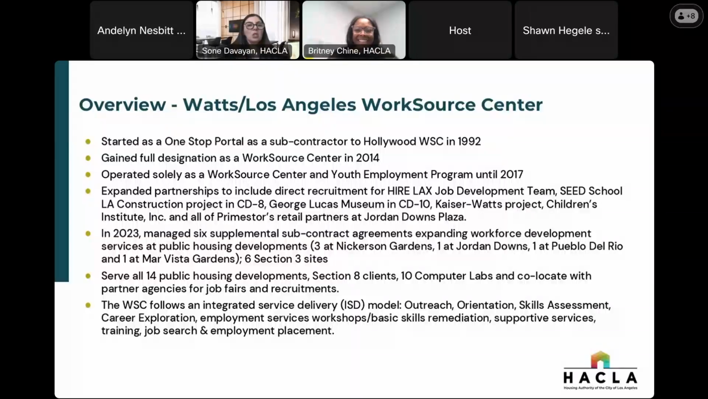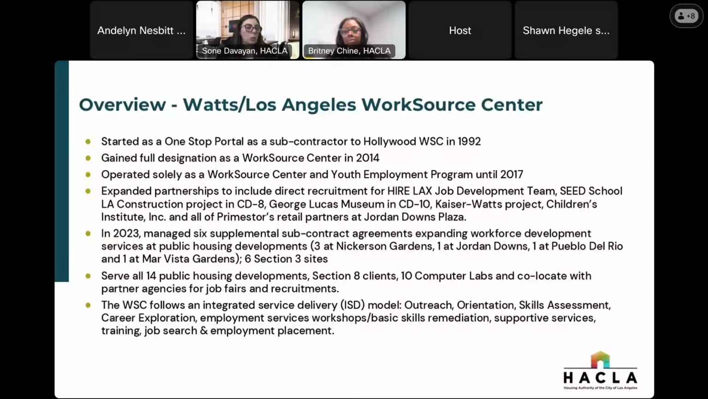Our WorkSource Center started as a one-stop portal and subcontractor to Hollywood WorkSource Center back in 1992. Since then, it has grown and gained its full designation as a WorkSource Center in 2014. And since then, we have expanded our partnerships to include recruitment events through the LAX Los Angeles airports, the job development team, some construction projects in council districts, and we have made partnerships with the George Lucas Museum. Kaiser, the healthcare organization, is really large in this area, so we have a partnership with Kaiser Watts Project. Children's Institute from the area is providing a lot of good resources.